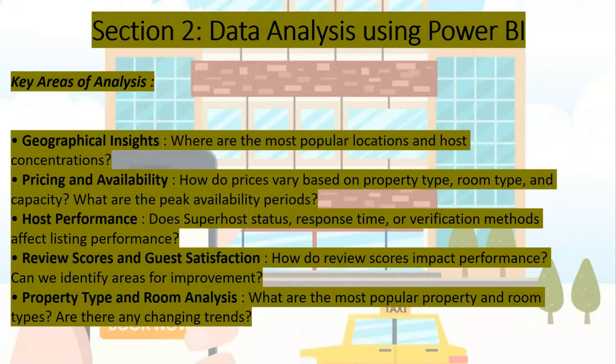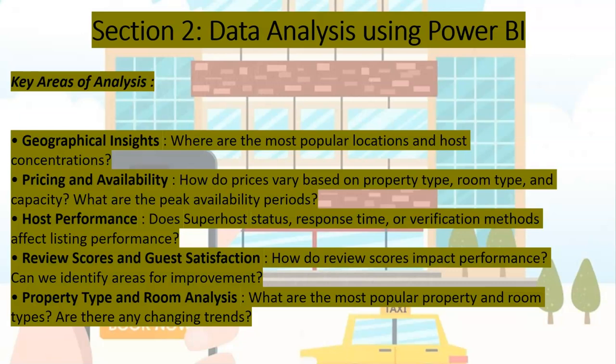Section 2, data analysis using Power BI. The key areas of analysis are geographical insights, which will tell us where are the most popular locations and most concentrations located. Pricing and availability, which will ensure that how do prices vary based on property type, room type, and capacity. What are the peak availability periods?